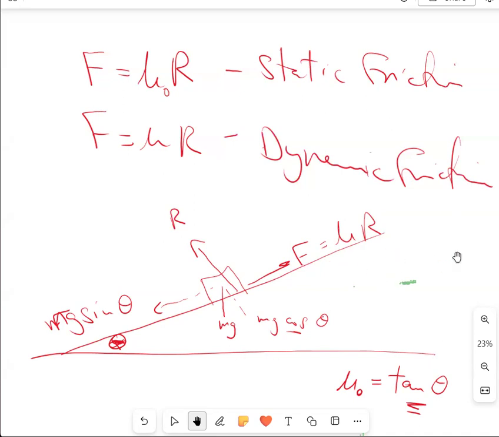There are other ways. You can take the object and drag it along a surface and measure the force that will get it moving. But this is a very simple one where you use an inclined plane and you increase the angle to the point where this thing slides down. Just when it slides down, you take the angle, and the tan of the angle is the coefficient of static friction, or the limiting friction.